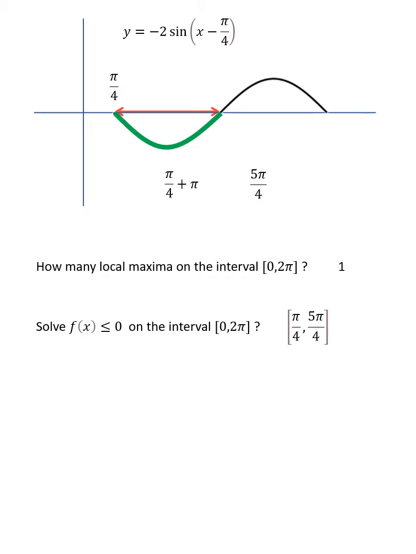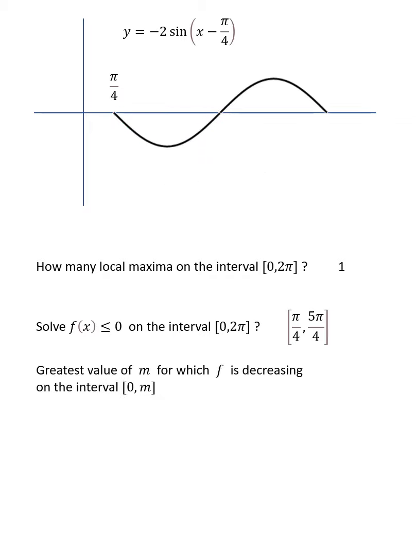The third question here is to find the greatest value m for which the function is decreasing on the interval from 0 to m. Well, since they specified a 0 here, let's project this graph backwards to 0, or a little bit past 0. And then notice that this graph is decreasing on the interval from 0 to wherever that thick blue interval ends.